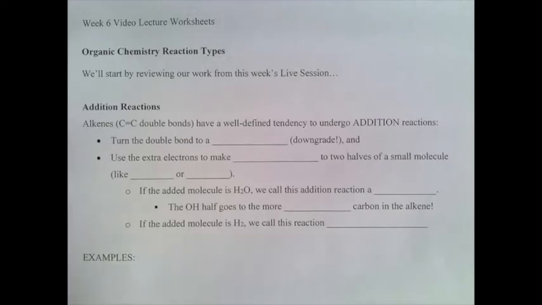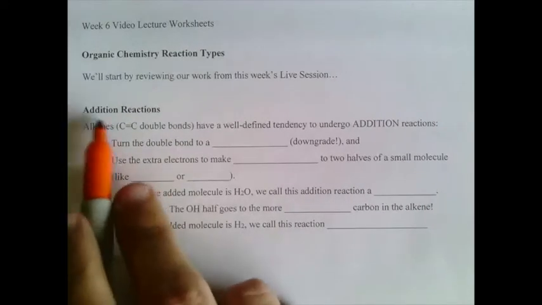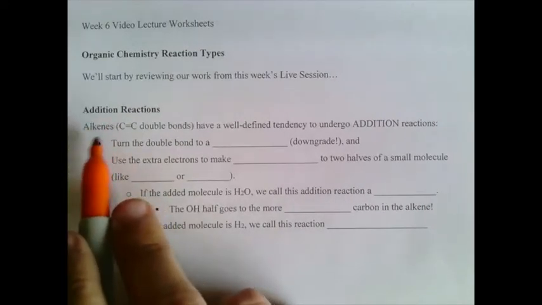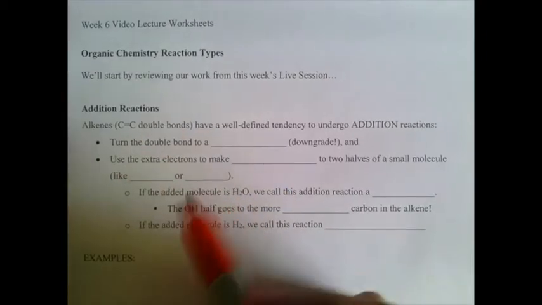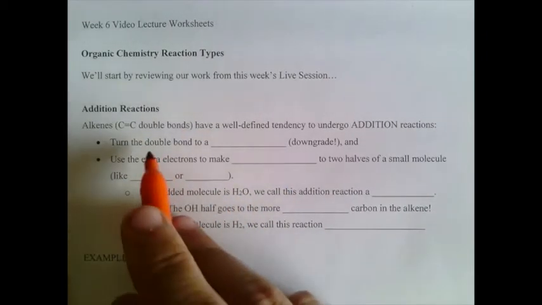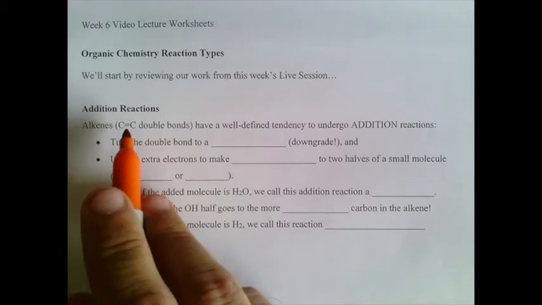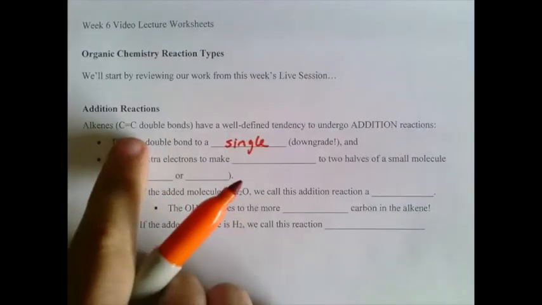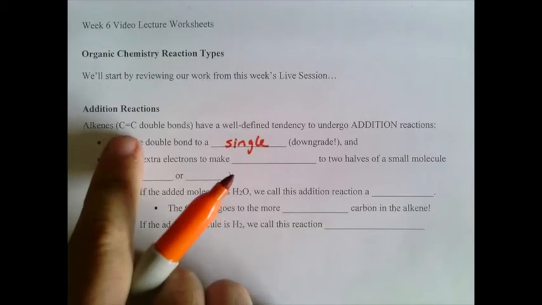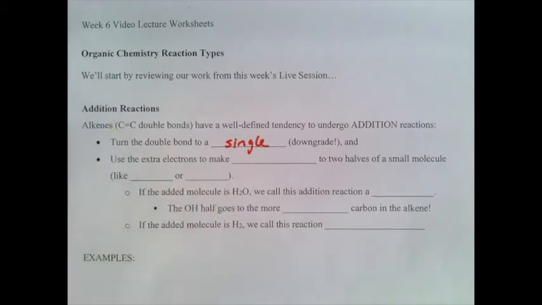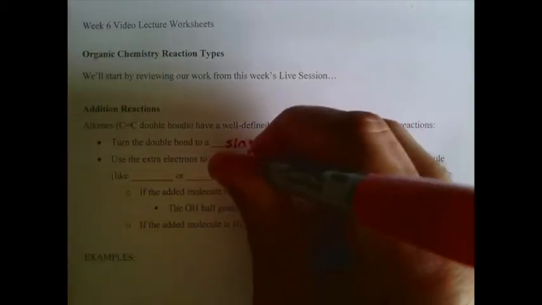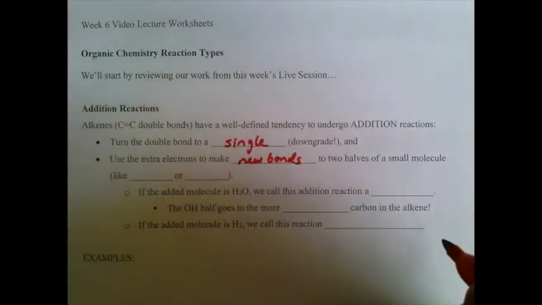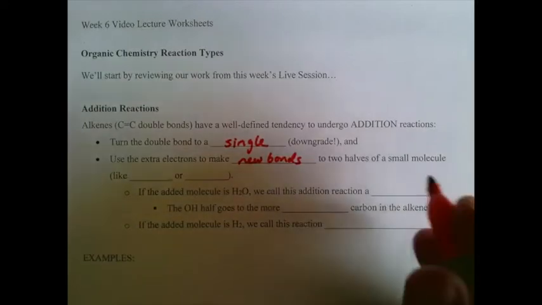Okay, now that you've taken your moment, recall here that when we did addition across an alkene, and this was a group that has a very well-defined tendency to undergo these sorts of reactions, we turned the double bond, we turned this group of 4 electrons right here, into just 2 electrons and what we term a single bond. And in doing so, we repurposed 2 of the electrons that were making half of that bond to make new bonds. And so we use those electrons to make new bonds or new attachments to 2 halves of a small molecule. And we specifically looked at 2 small molecules here.